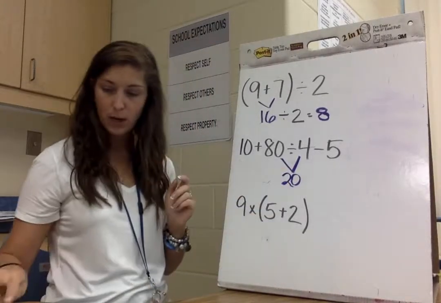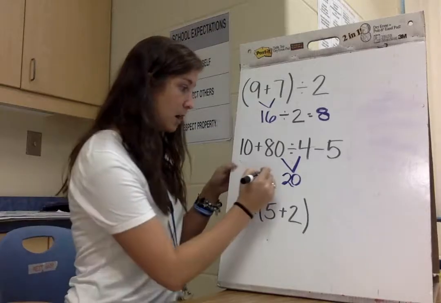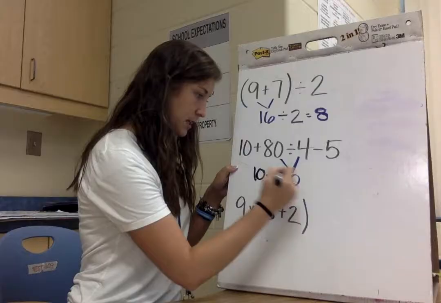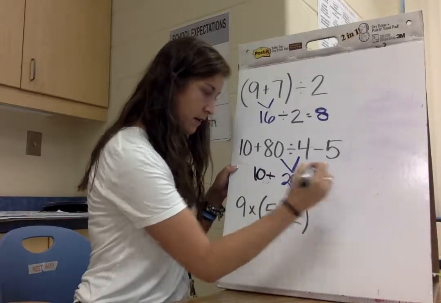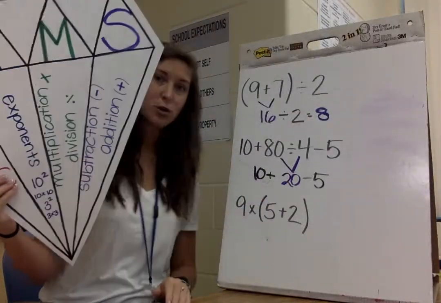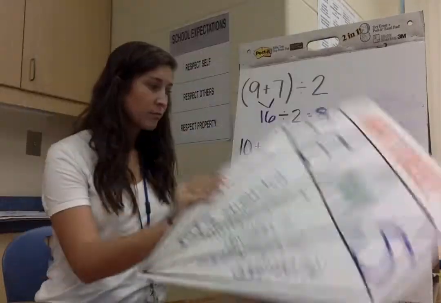So I'm going to write my 20, and then I'm going to rewrite my problem, trying to keep color-coded here so I can stay organized. 10 plus 20 minus 5. Okay? Now, last thing on my gems is my subtraction and addition.